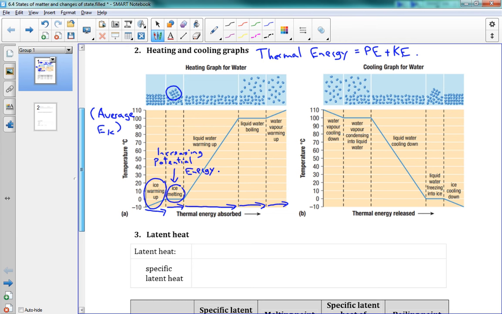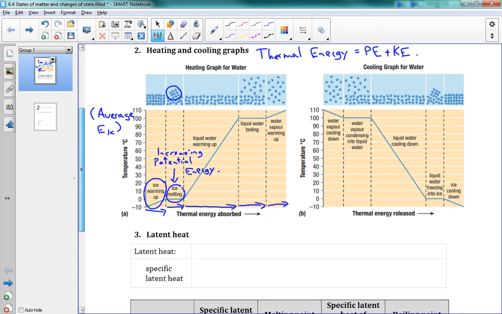And that's because our different states of matter have different amounts of potential energy. Liquid has more potential energy than solid does, and gas has more than liquid. There's potential energy in terms of how the molecules interact with each other. And so that's where all this extra energy is going. It's going into the potential energy of changing states.